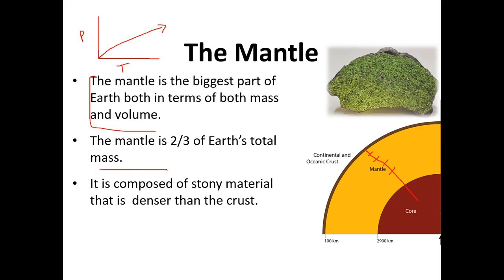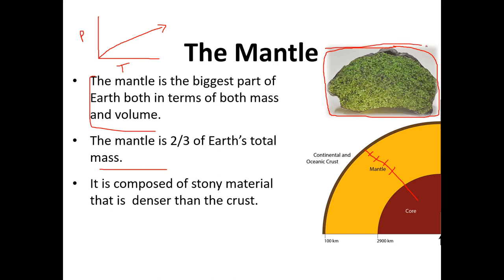It's 2/3 of Earth's total mass, and it's composed of stony material that is denser than the crust. Okay. Now, if you were to take the mantle rock and cool it down, what's kind of cool about it is that it would be green. Yep, it'd be green. It's a green rock. And have any of you ever had a birthstone or a gemstone called peridot? You've ever heard of that? Or maybe you have a piece of peridot. So obviously I can't hear what you're saying, but hopefully some of you have heard of that rock before.